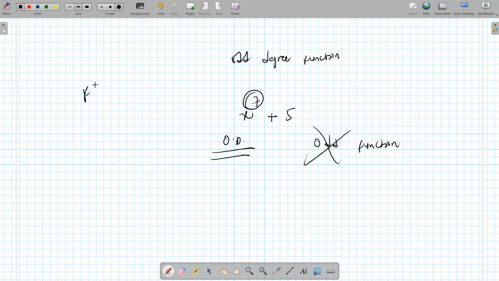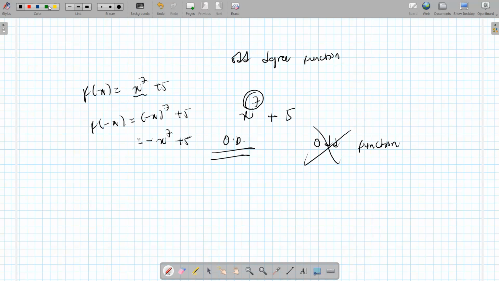Like here, let's just do this. f of x is x to the 7 plus 5. What's f of negative x? All you have to do is replace that x with what you have in the bracket, in this case, negative x. So it'll be negative x to the 7 plus 5. Negative 1 to the power 7 is negative, so negative x to the 7 plus 5.